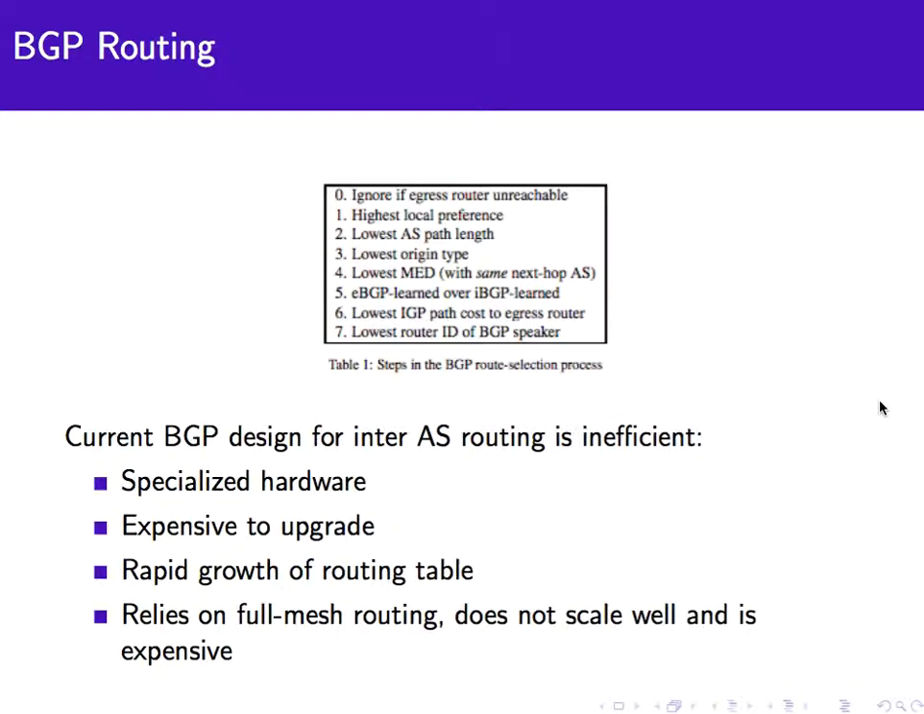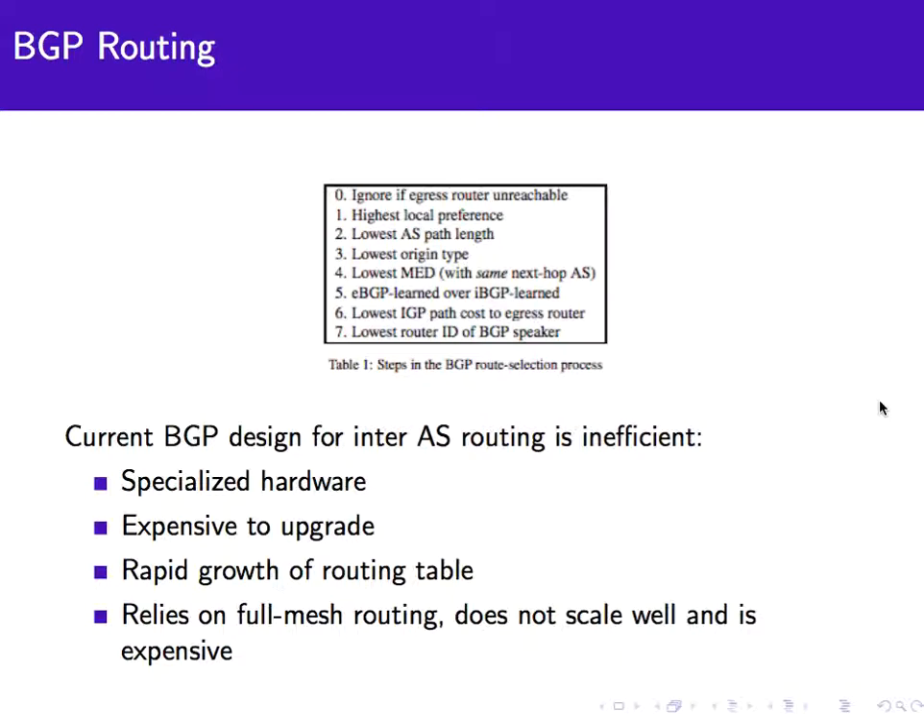For example, the current solution is BGP routing, and the design for it within autonomous systems is unfortunately somewhat inefficient. It relies on specialized hardware. It is very expensive to upgrade.